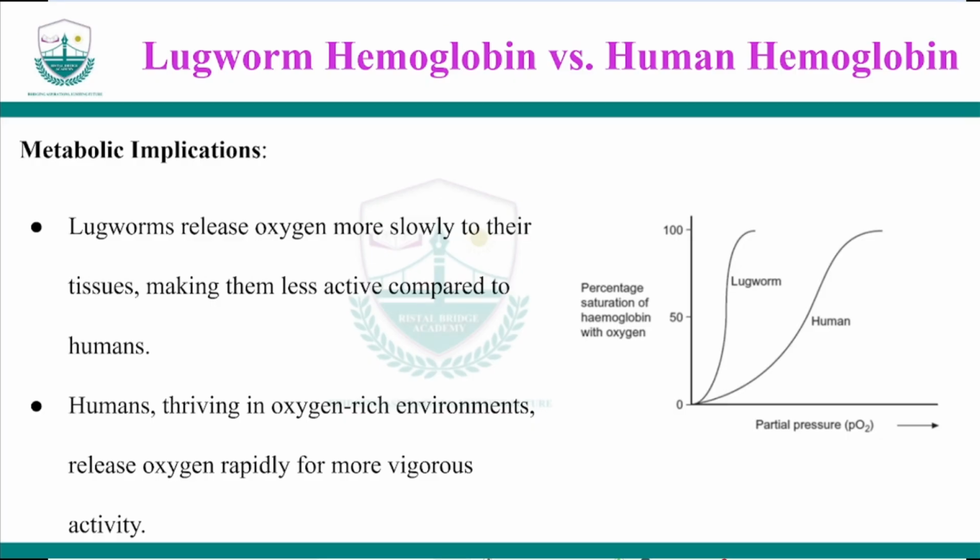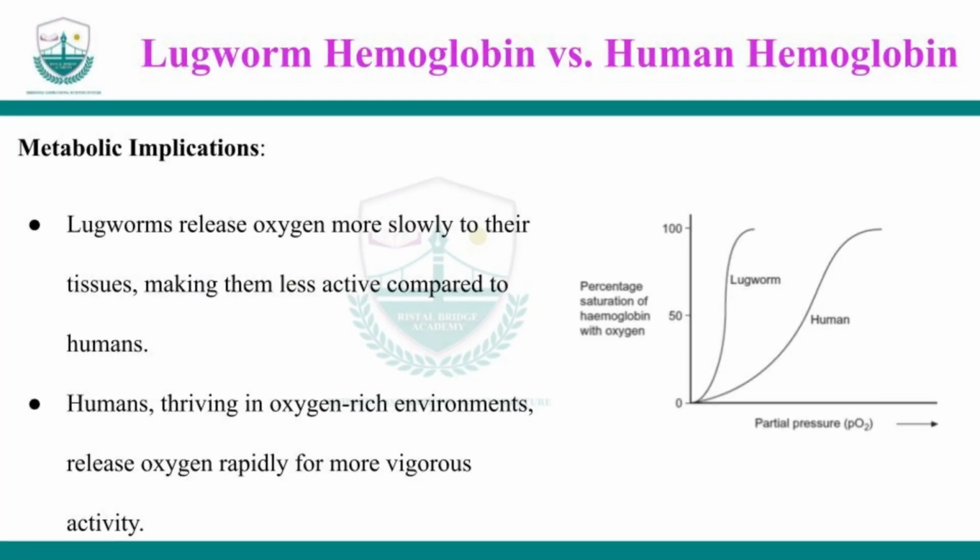In summary, the oxygen dissociation curve is not just a graph, it's a window into the dynamic relationship between hemoglobin and oxygen, finely tuned to meet the body's changing needs. Understanding its shifts helps explain everything from fetal survival to athlete endurance and even survival strategies in low oxygen environments.